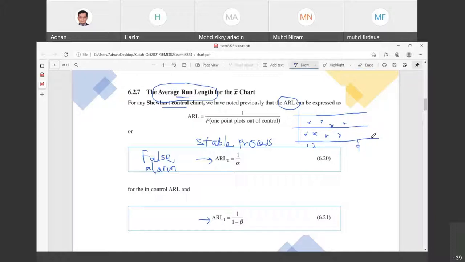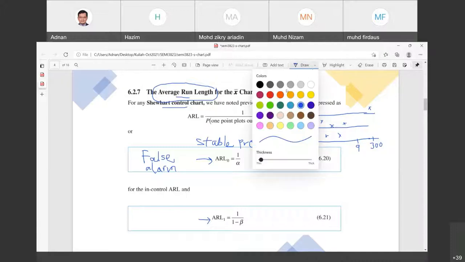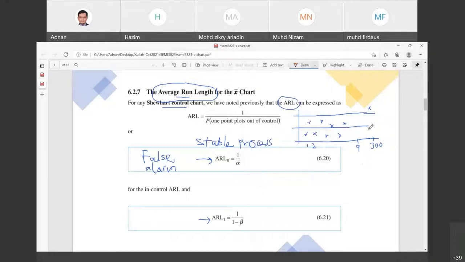Maybe on average, let's say I put it at 300. After running 300, you may have one point outside. Maybe you run another process, and that might be happening not at 300 but at 400. Maybe another process is running and it happens at 350, and so on. But on average, we say the average run length. If we have enough repetition, we're going to have 370.